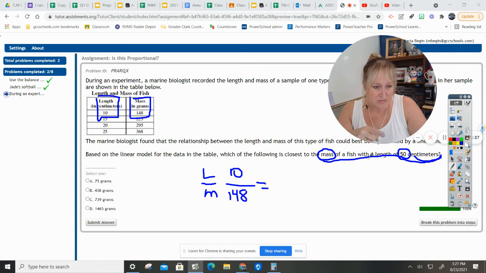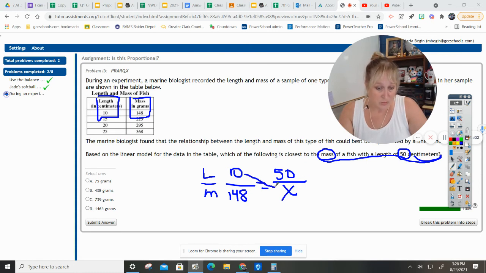So the mass of a fish with 50 centimeters. Now I have to think so it doesn't trick me. Does it know the mass or does it know the length? Hope it didn't get you, but it knows the length because it says a length of 50. So 50 goes on top. My unknown is my mass and it goes on the bottom.